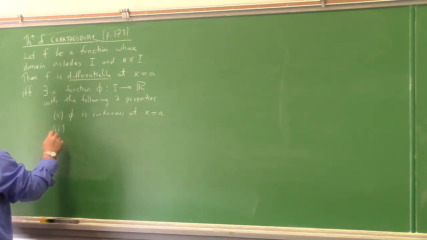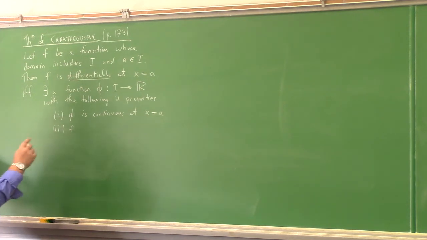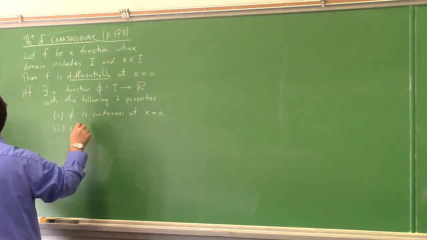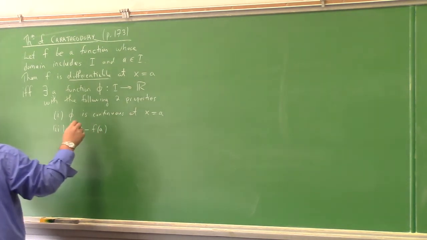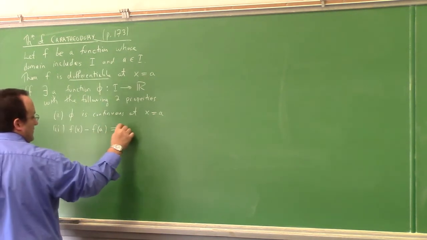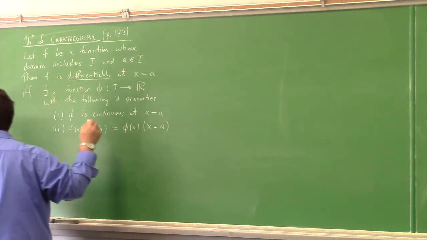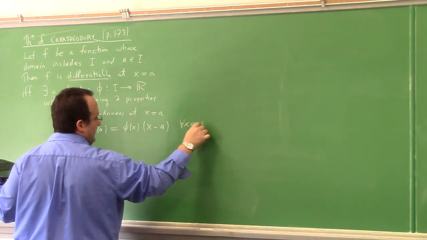Two, I'm on borrowed time here. My computer, you've got to understand, I've got about 30 seconds before this goes black. But that is a very good question, and I should talk more about it. And f of x minus f of a is equal to phi of x times x minus a for all x in I.